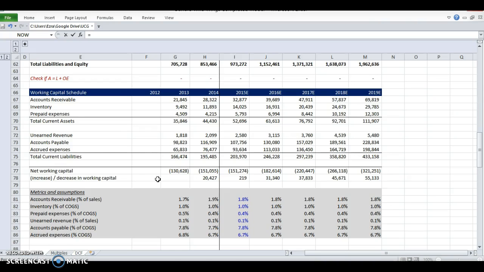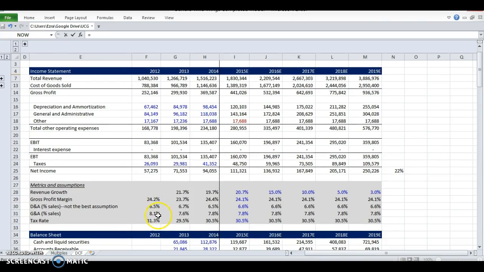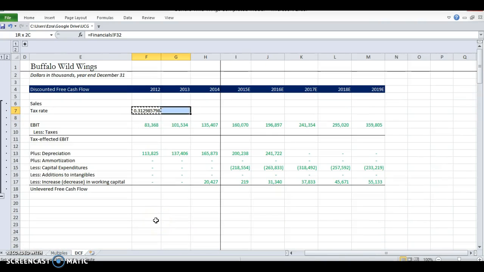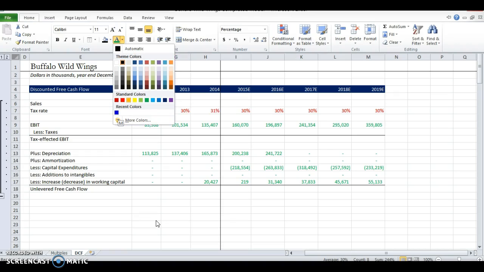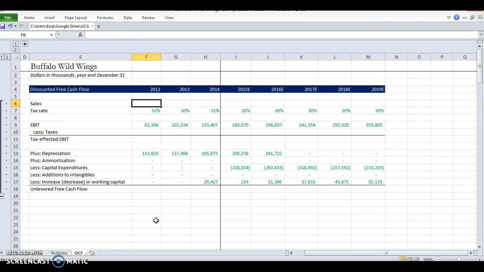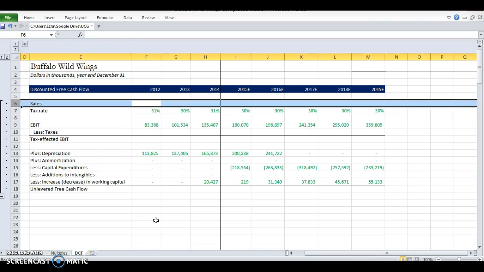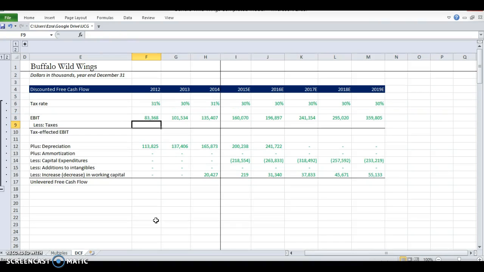And we're going to do something. I'll show you what it is in a second. Tax rate. This is a percent. And it's also green. And then sales, sometimes I like to pull it in just so I can see it. I'm gonna forget that for now.